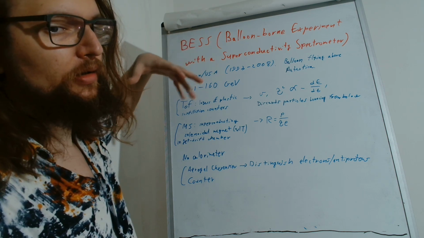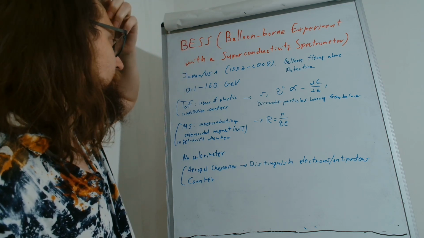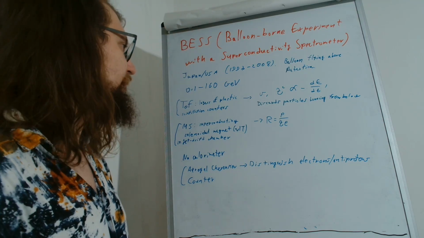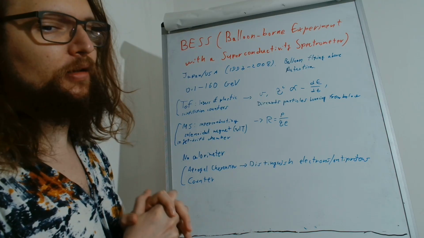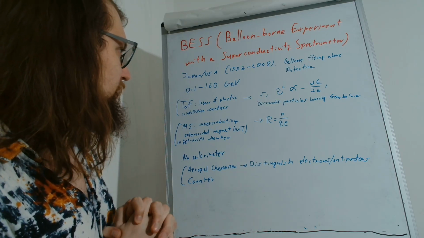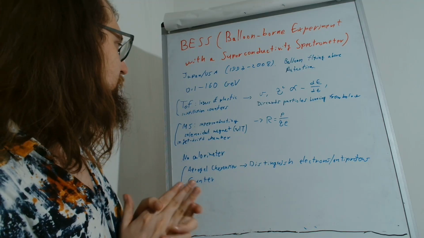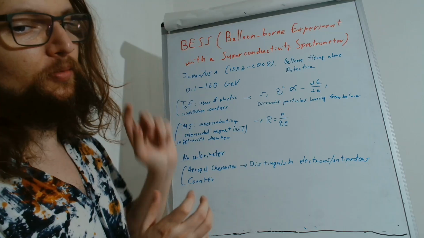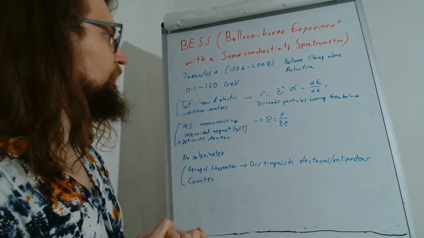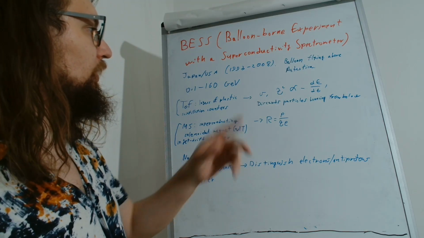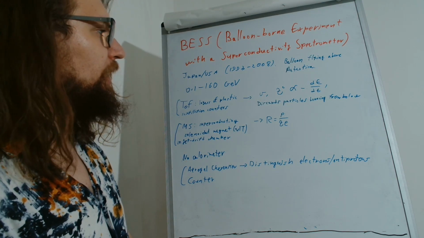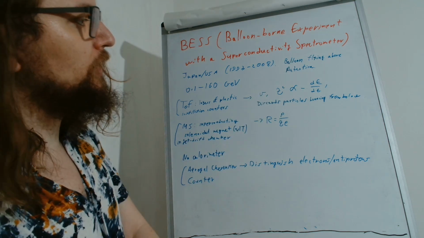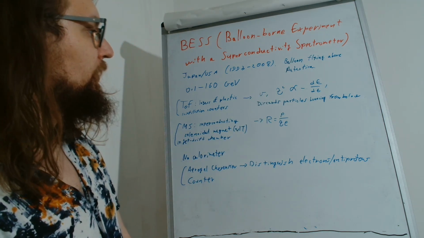The energy range of the detected particles was from 0.1 gigaelectron volt to 160 gigaelectron volt, so it is in the low energy range. It had a time of flight device made of layers of plastic scintillation counters, one set of layers at the top and one at the bottom, which could measure the velocity and the charge through the ionization excitation Bethe-Bloch formula.